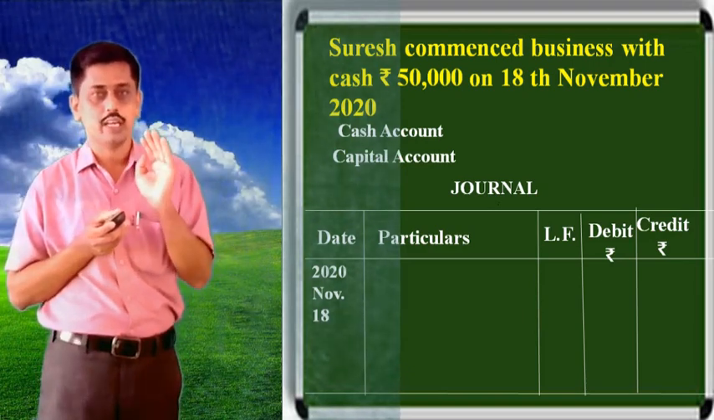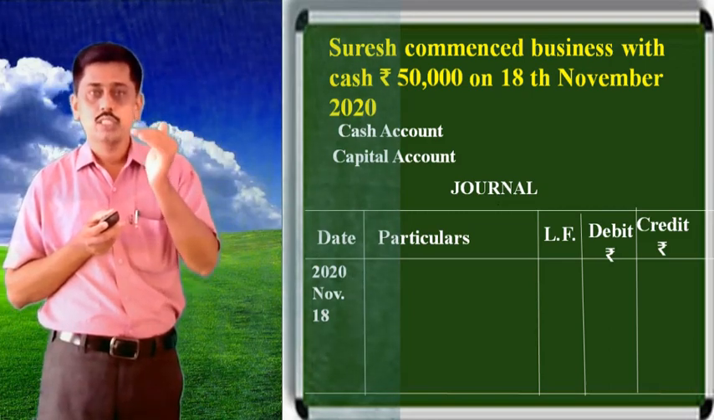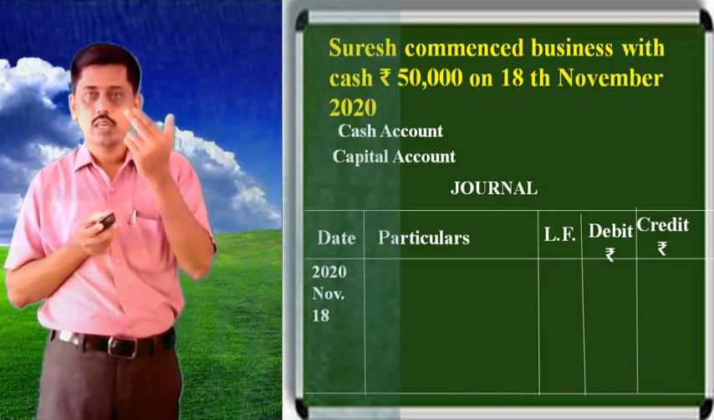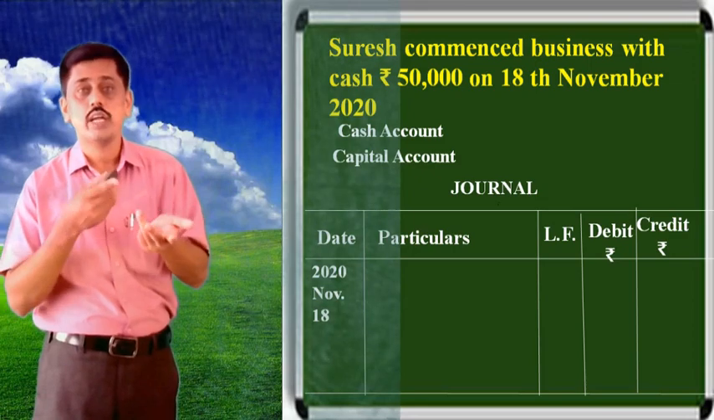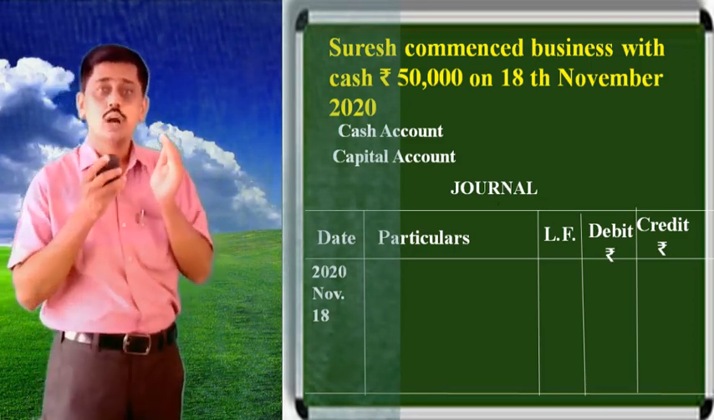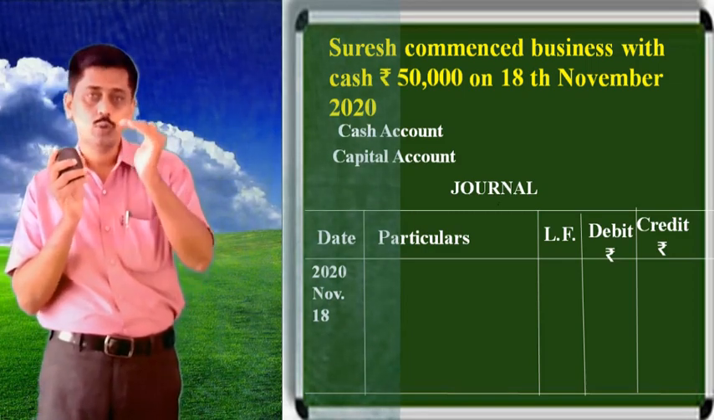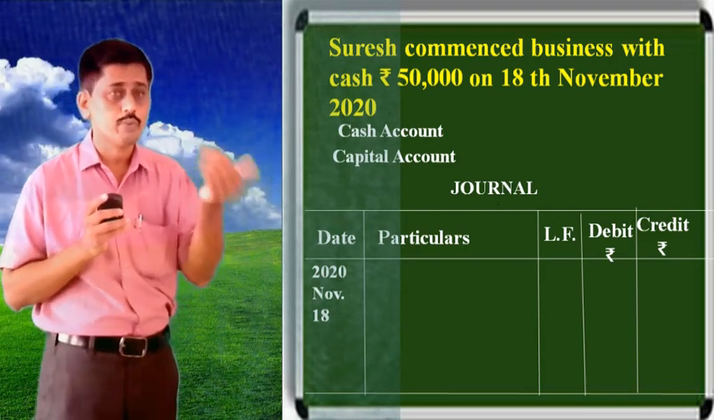But you should be able to identify in this way. Here, the transaction involves two accounts, that is cash account and capital account. Then the next step is you have to identify what type of account they have. Two accounts are here, cash account and capital account. Cash account, what type of account?